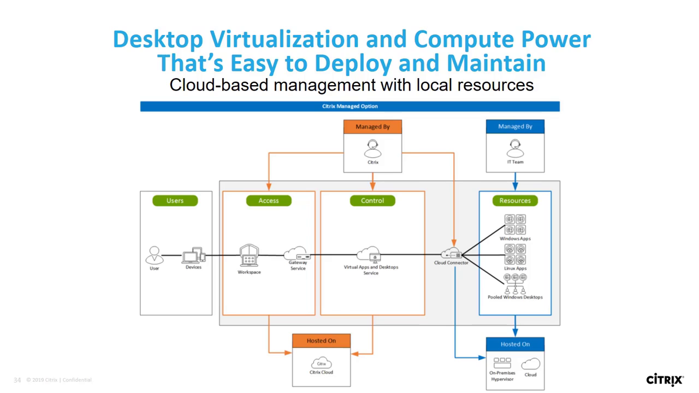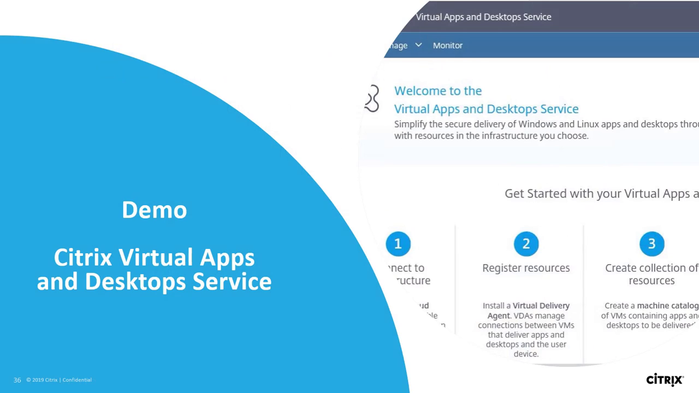Resource locations are securely connected to Citrix Cloud with a cloud connector, a stateless machine that brokers commands between delivery controllers and the services in each resource location. Let's take a look at a demo for the Citrix Apps and Desktop service.